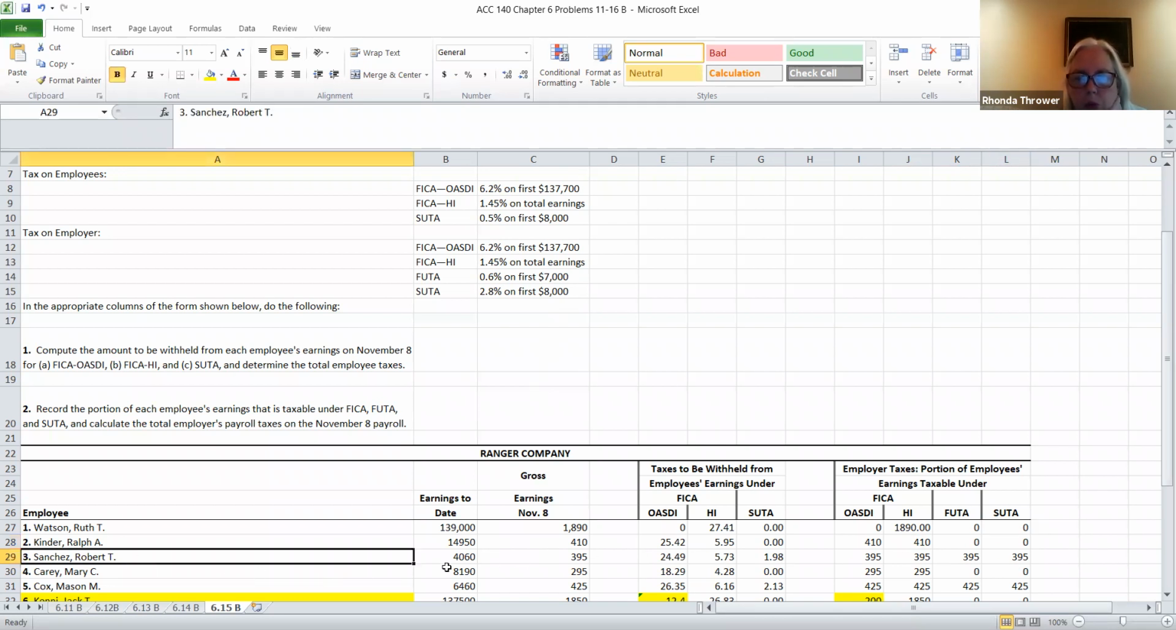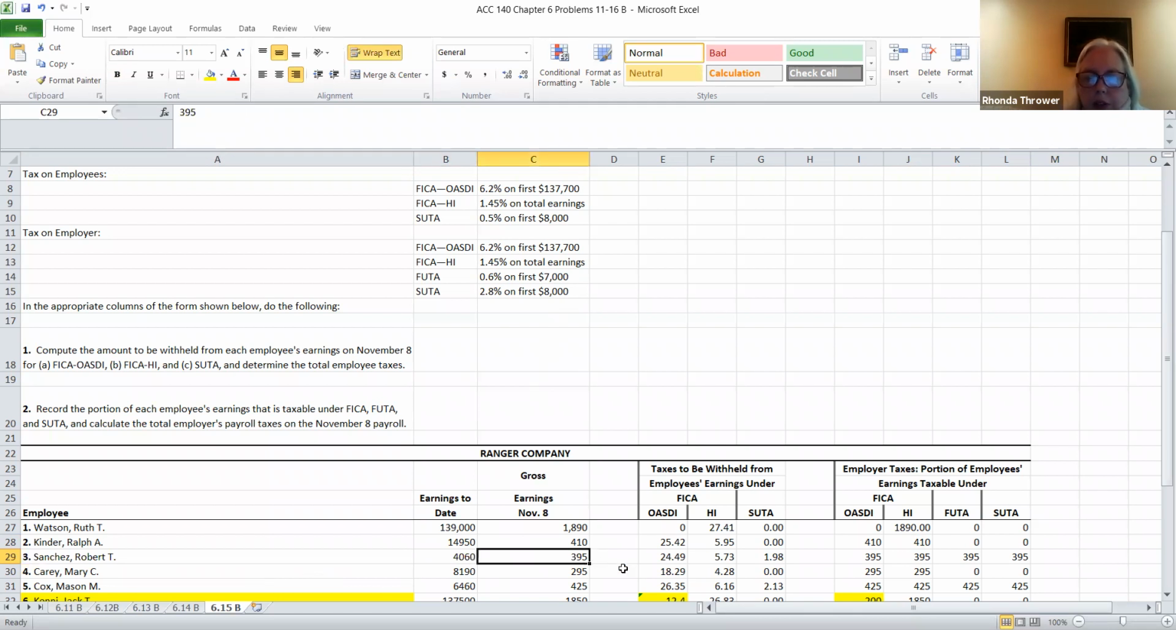On the next employee, we paid him earnings to date of $4,060. His earnings this week, or at November 8th, are going to be $395. All of these are subject to OASDI taxes. So $395 times 6.2% is how we would get the OASDI taxes that would be withheld.